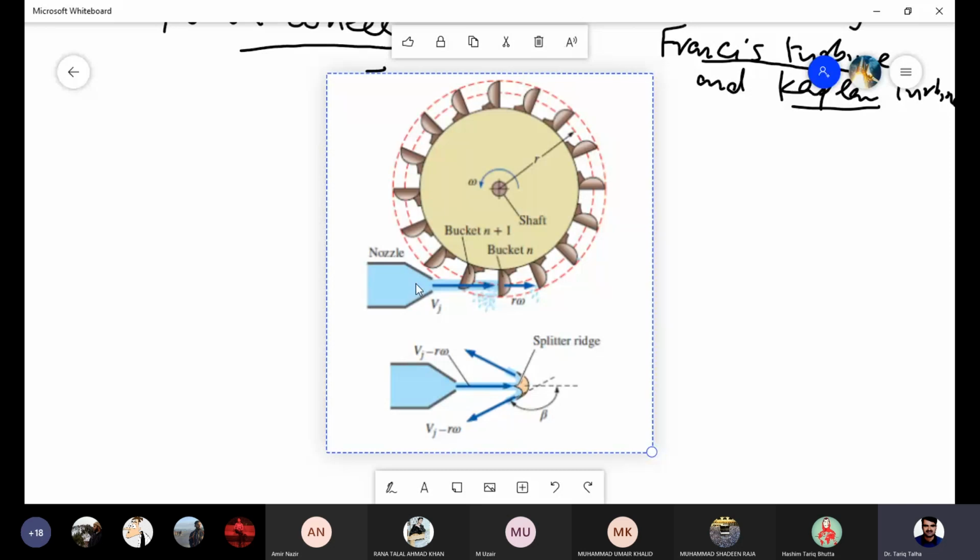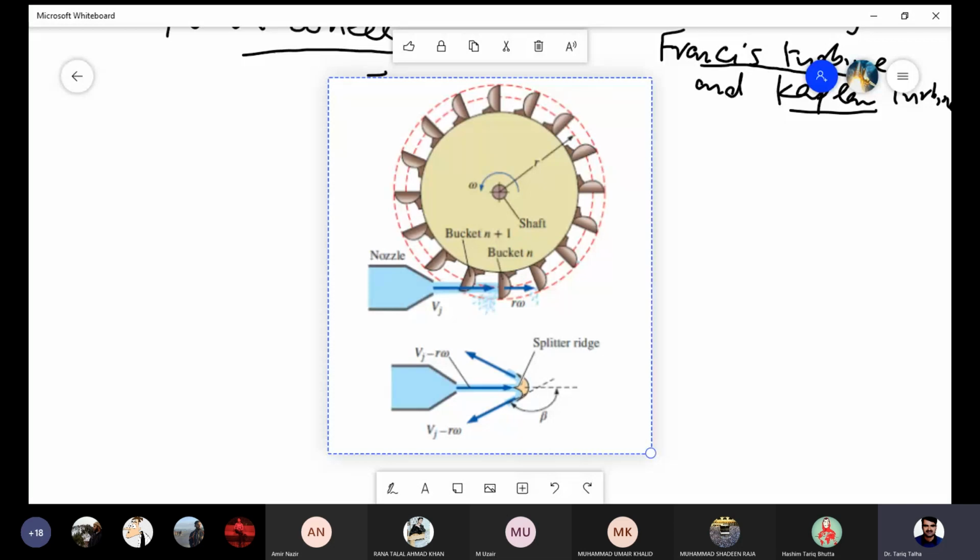Otherwise, there wouldn't be any striking of the jet with the blade, because all the jet coming back from this blade would strike the incoming jet, and there wouldn't be any striking of the jet on the runner blade. So let me show you a small video of the operation of this Pelton wheel, and then we can take it from there. Just a minute.